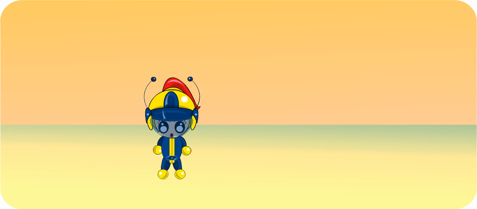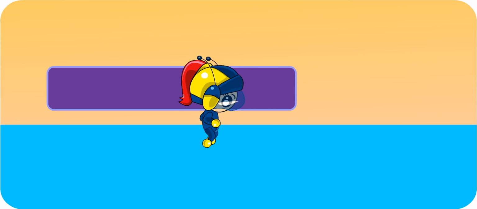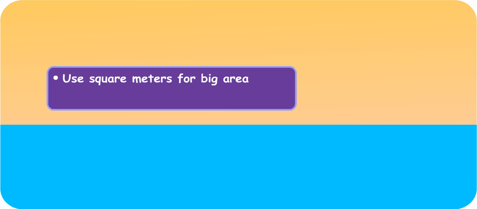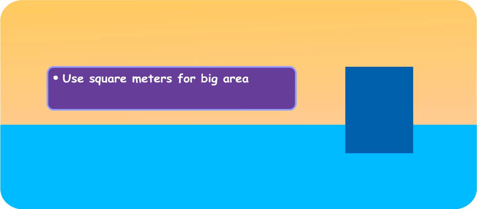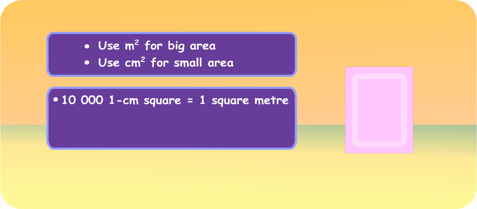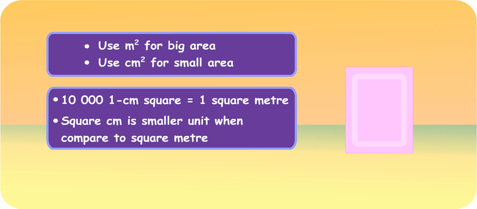Do we measure all areas using square centimeters? As I have mentioned earlier in this lesson, the units used will depend on area size. If I am measuring the area of the floor, I will use square meters because it is a big area. But if I am measuring the area of the book cover, I will use square centimeters as its area is much smaller. It takes 10,000 centimeter squares to make 1 square meter. Thus, we know that square centimeters is a smaller unit when compared to square meter.